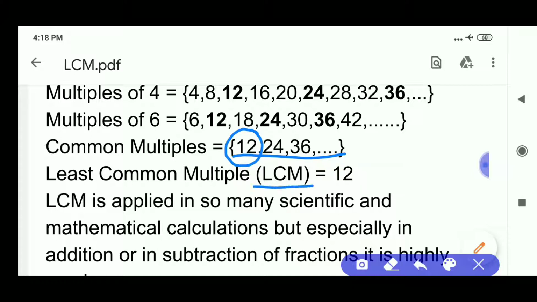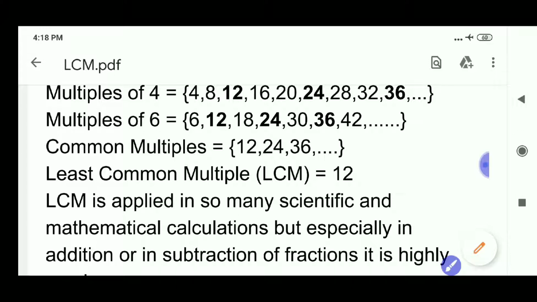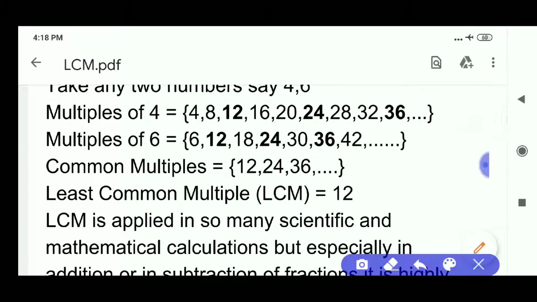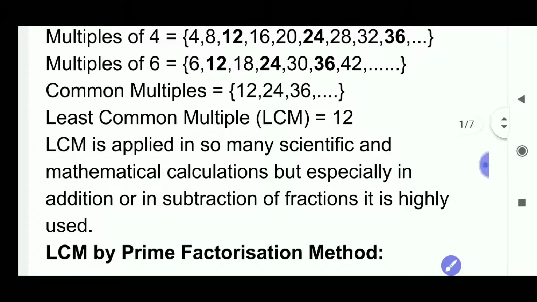It is called LCM. LCM means first write down multiples, collect common multiples. Among common multiples, the least one is least common multiple, nothing but LCM. LCM is applied in so many scientific and mathematical calculations, but especially in addition and subtraction of fractions, it is highly useful.